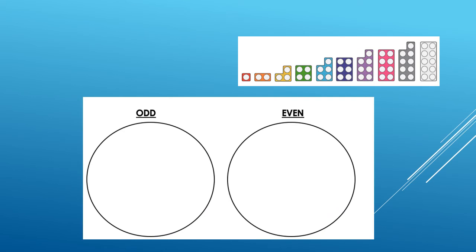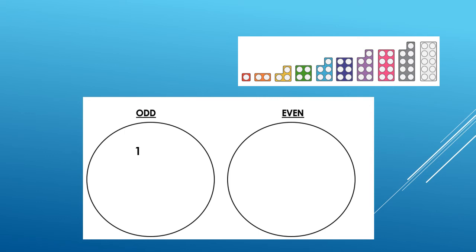Now, what I would like you guys to do is sort these numbers into odd or even. Now we're going to do the first two numbers together. So if we start with the number 1, we're going to write the number 1 as the number. Now, number 1, can I split number 1 into two groups? I can't, can I? Because number 1 is all by itself. So we know number 1 is going to be odd.